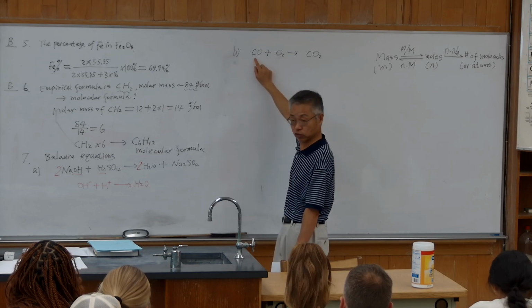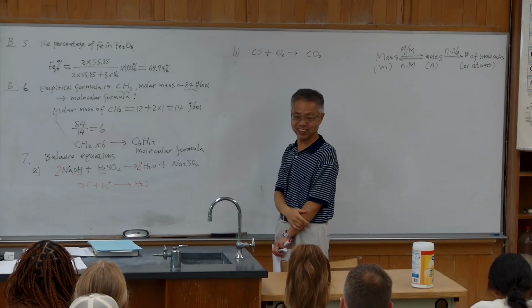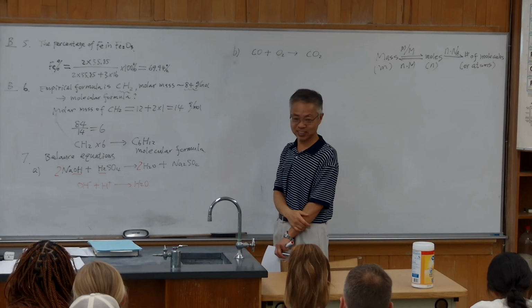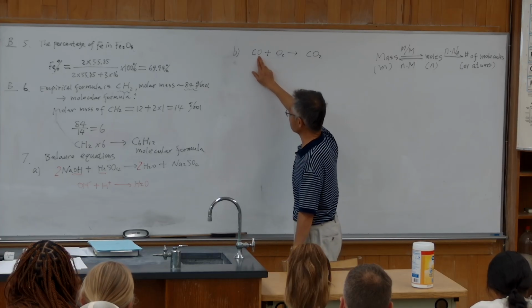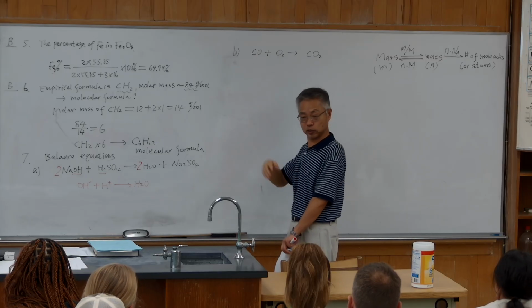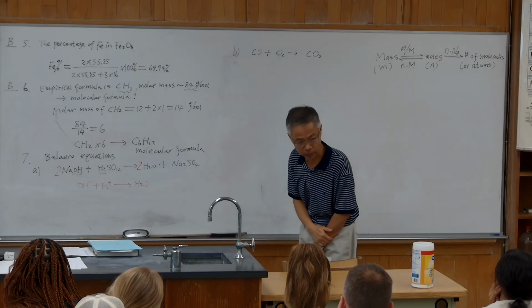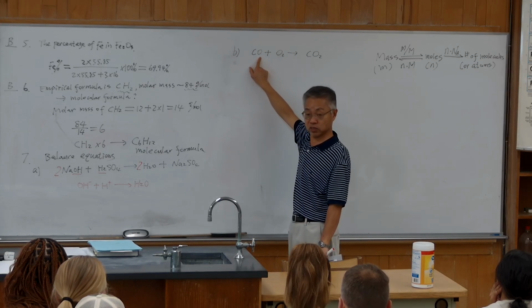So balance carbon first. Carbon is already balanced. Right? Oxygen is not balanced. Then you have to balance oxygen. Oxygen, this is two, this is one. Total three. And this side is two. Two and three, how can we balance? Of course, we need to make this one become an even number.